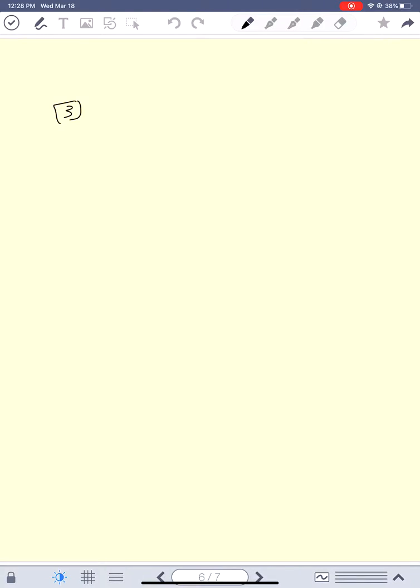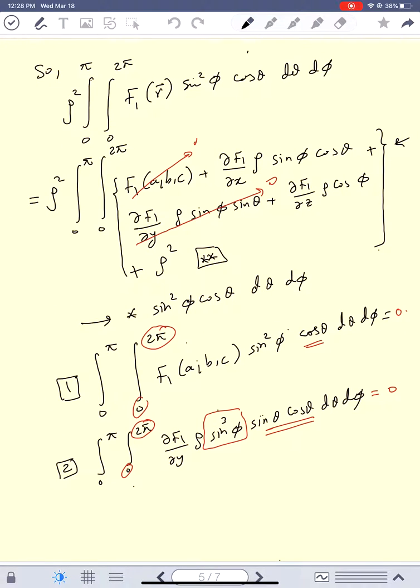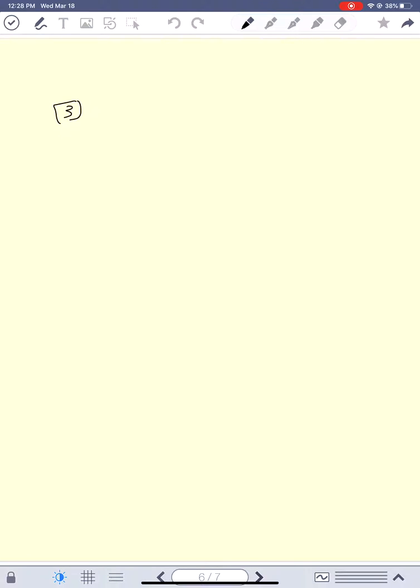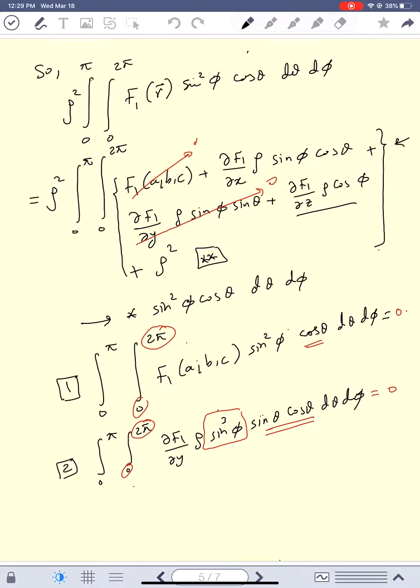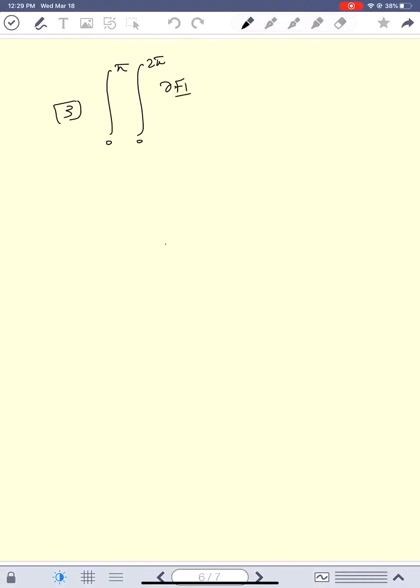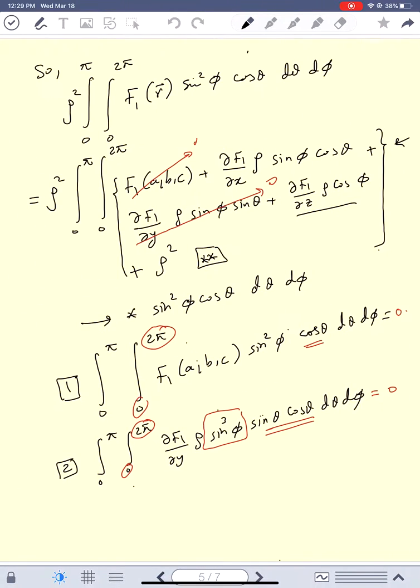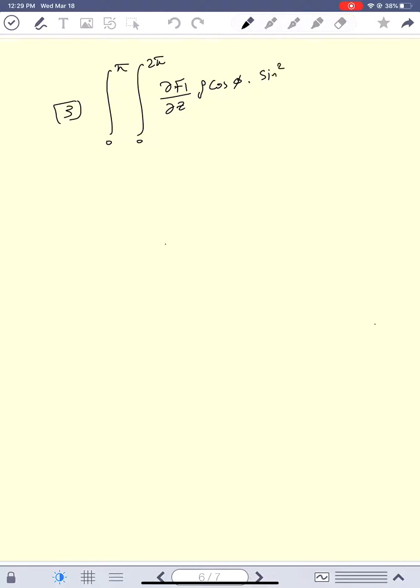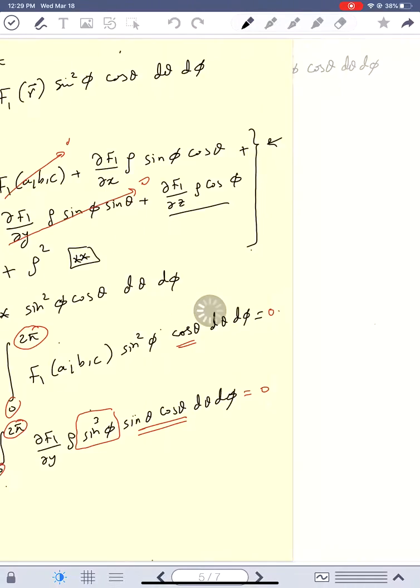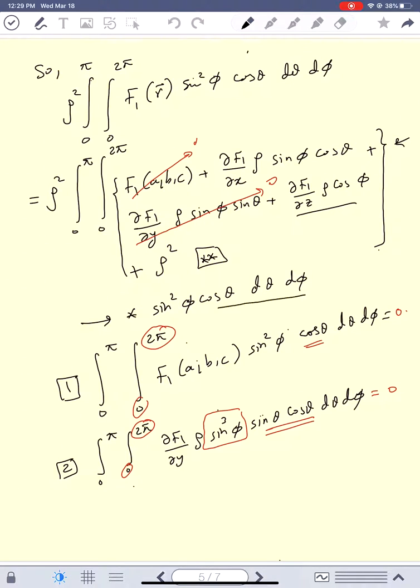After that, let's take f1 with respect to z. So let's take the integral from 0 to pi, the integral from 0 to 2 pi, the derivative of f1 with respect to z, rho cosine phi. Again, this is multiplied with sine square phi cosine theta d phi. Again, we multiplied with this quantity. Fine.